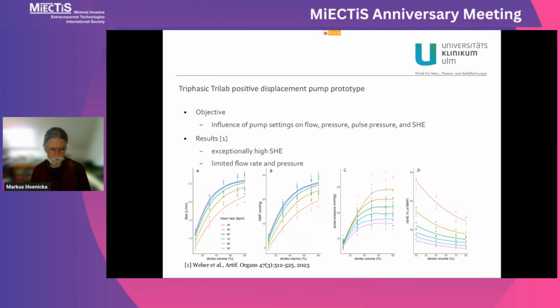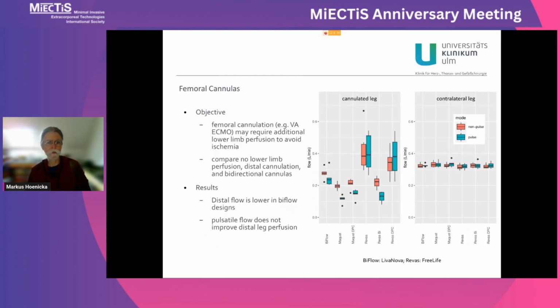The higher the setting is, the more the flow is. And this prototype actually achieved maximum flows of 2.5 liters and a limited pressure, as you can see, but then again, it was a prototype. But if you look at the right-hand side, the SHE was in some settings above 50%, and at the highest flow rate, you could still achieve more than 30% of SHE, which is far higher than any DP3 could ever achieve. So this was very promising.